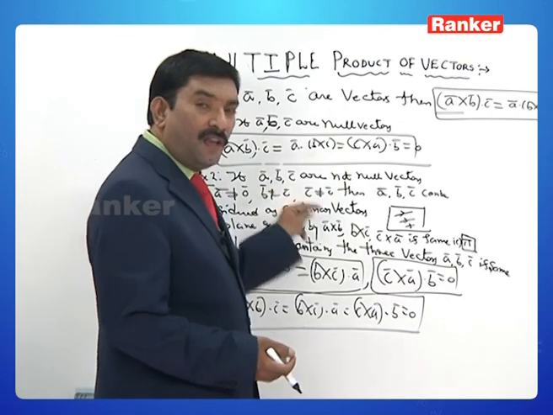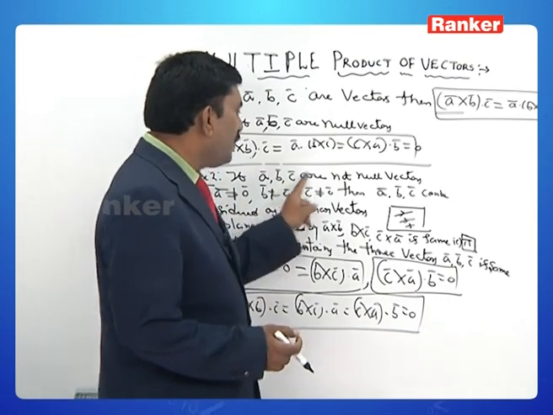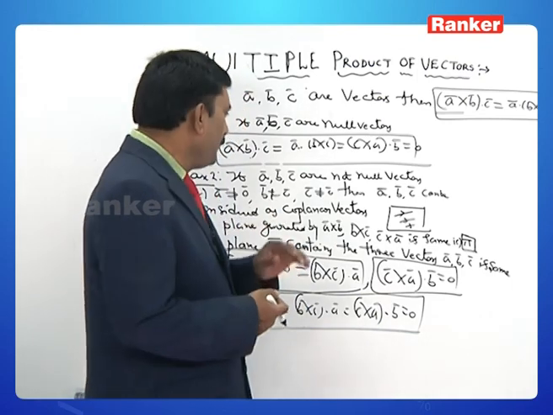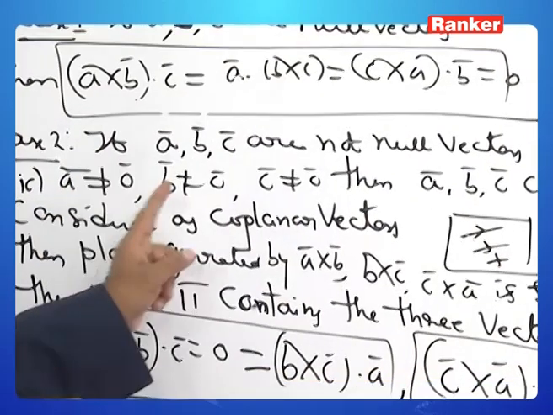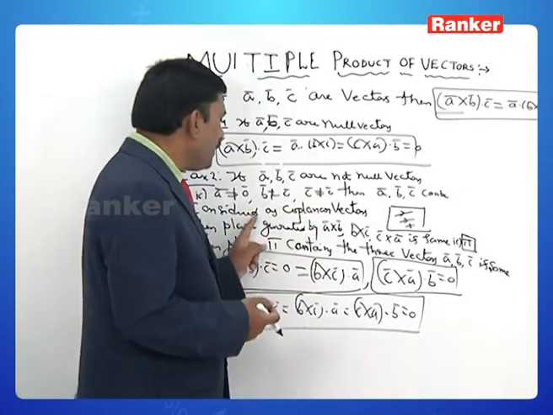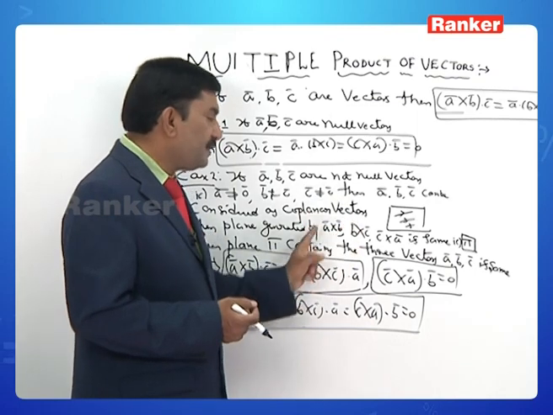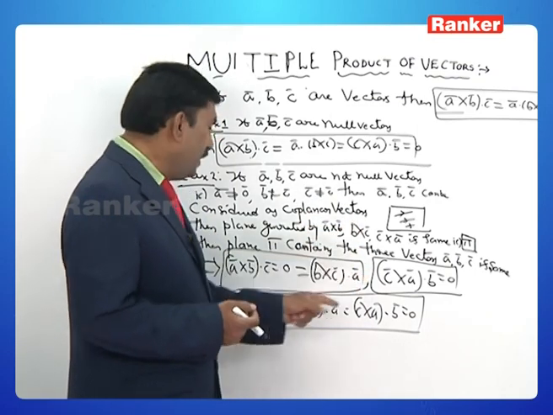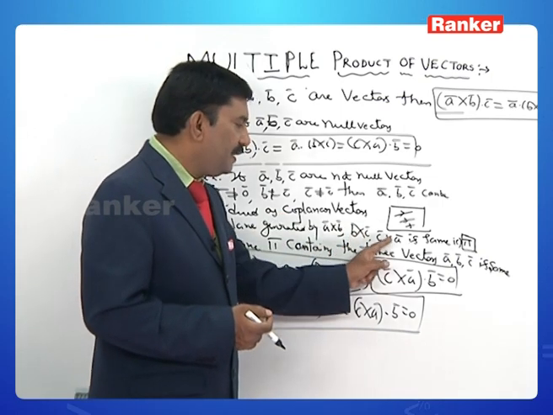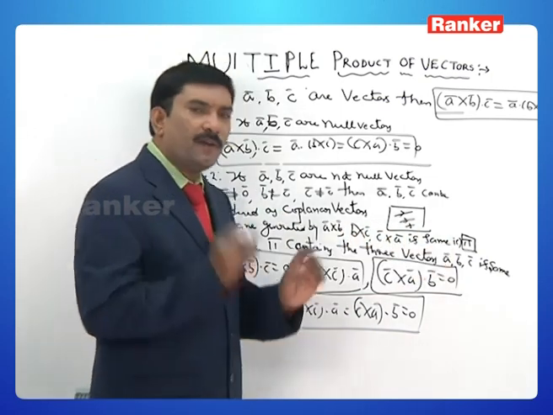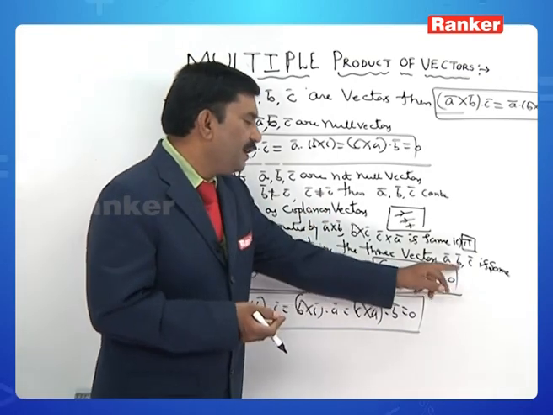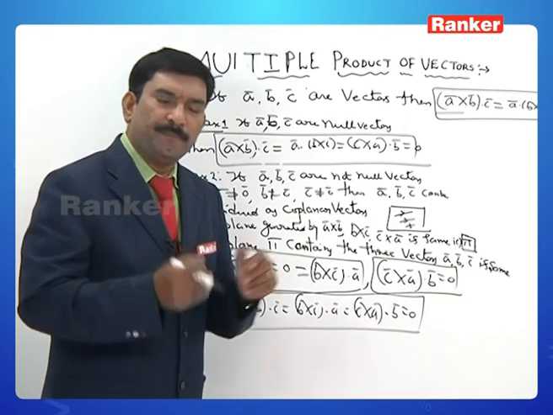When they are non-null vectors, now A bar is not equal to 0, B bar is not equal to 0, C bar is not equal to 0, then A, B, C can be taken as coplanar vectors, meaning they are lying in the same plane. Means the plane generated by A cross B, B cross C, C cross A is the same, that is, you name it as a plane pi. So therefore, the plane pi contains the three vectors A bar, B bar, C bar.